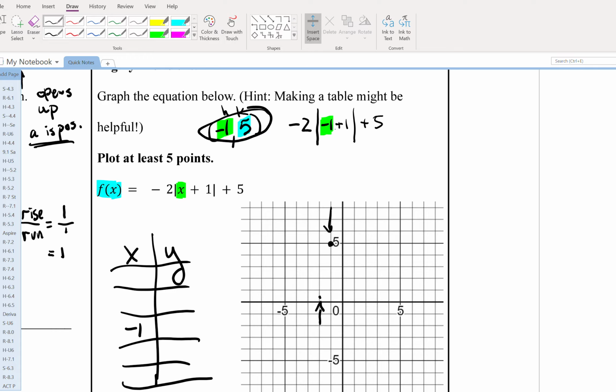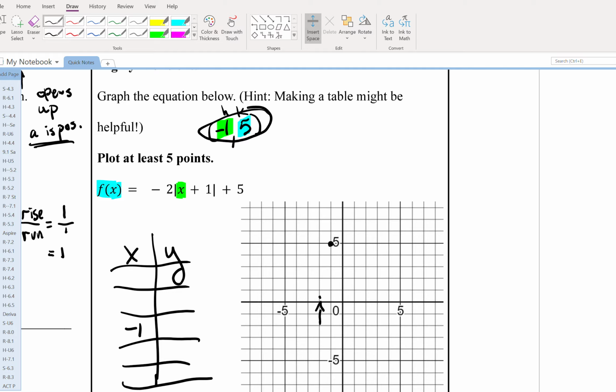Well, negative 1 plus 1 is 0 in the absolute value. So this is times negative 2 and then plus 5. Absolute value of 0 is still 0. So I'm just going to change that to parentheses. Negative 2 times 0 plus 5. And negative 2 times 0 is 0. 0 plus 5, which is 5. So sure enough, y equals 5, which is what we expected to happen. You can check these points.